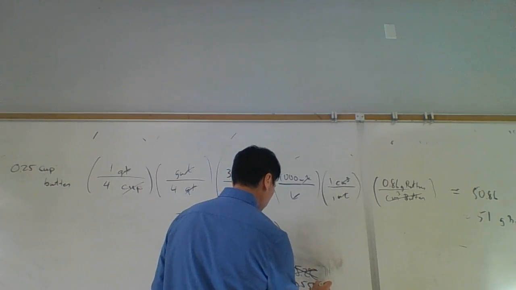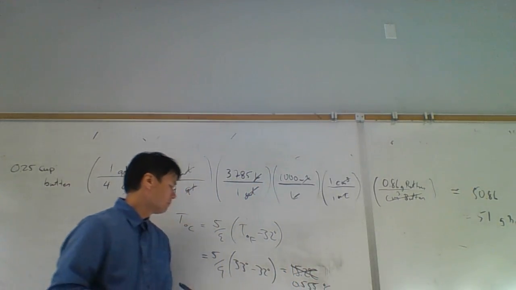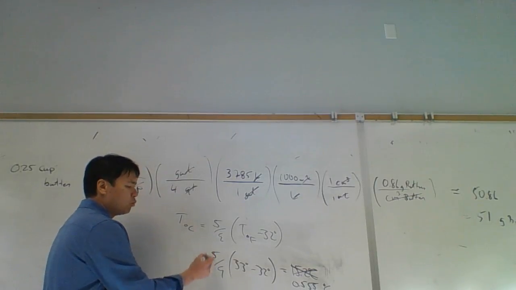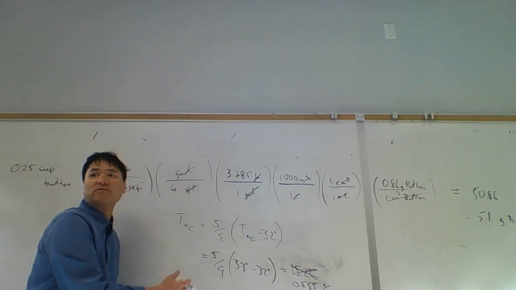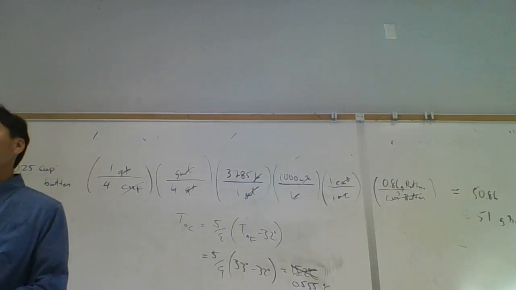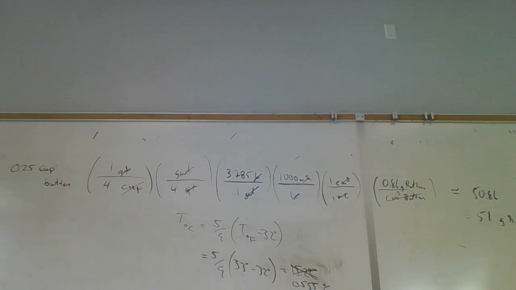Can you use 1.8 instead of 5/9? You could use 1.8, except it'd be 1 over 1.8, because 9/5 is 1.8. So it's 1 over 1.8 times what? Yes. 9/5 is 1.8. 5/9 is 0.555.